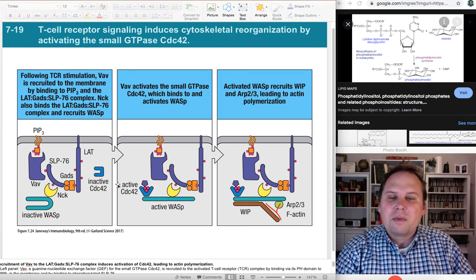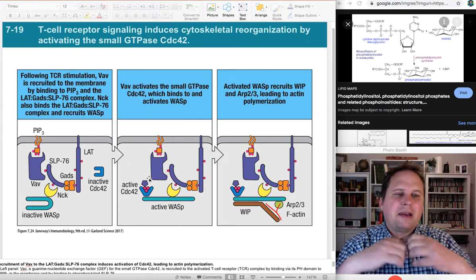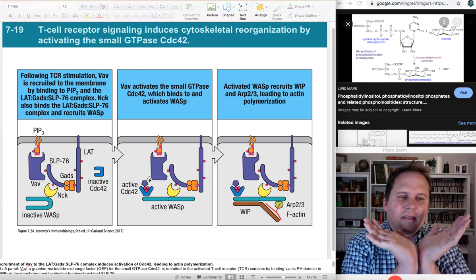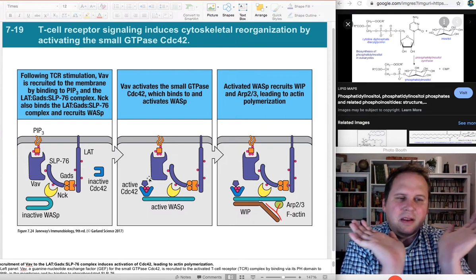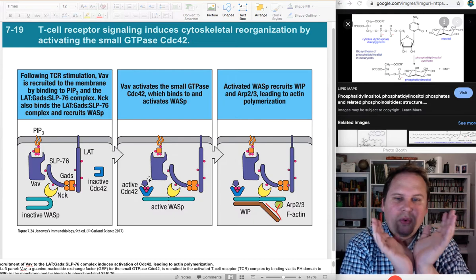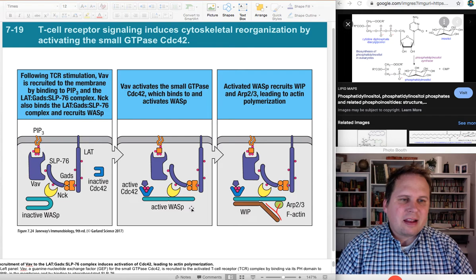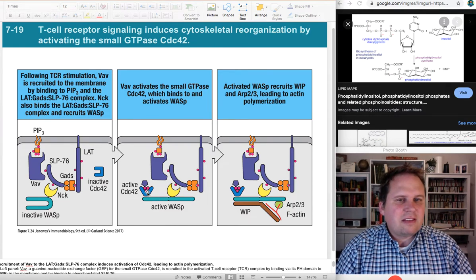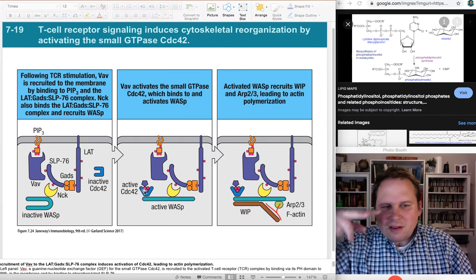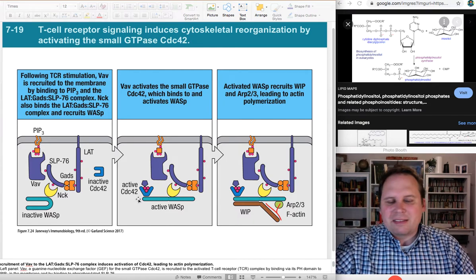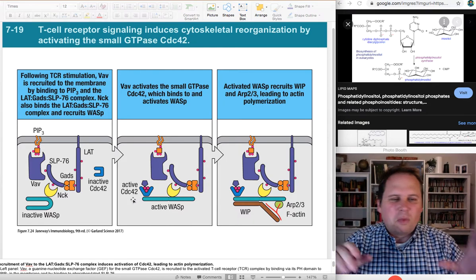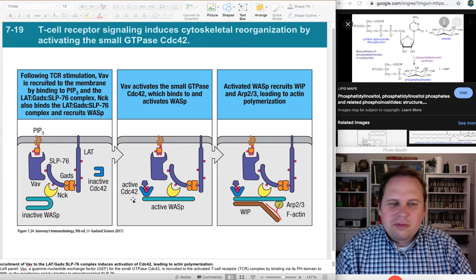So, what happens here, what Wasp needs is an active CDC42. And so VAV is going to pry open CDC42 so that we can get rid of the old GDP, put in a nice new GTP. Ooh. And now it'll bind to WASP, and that'll activate WASP as long as it has the GTP in there. And if something comes along and clips off a phosphate, then it'll go back to just falling off, and WASP will close down just like that.